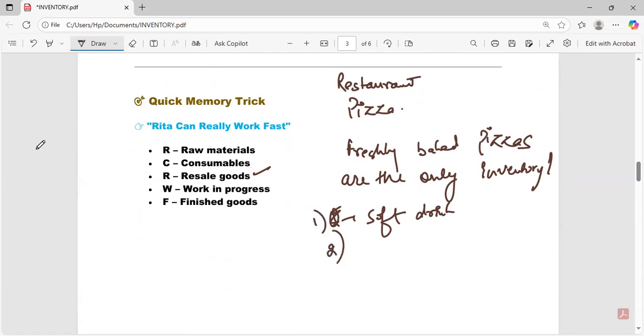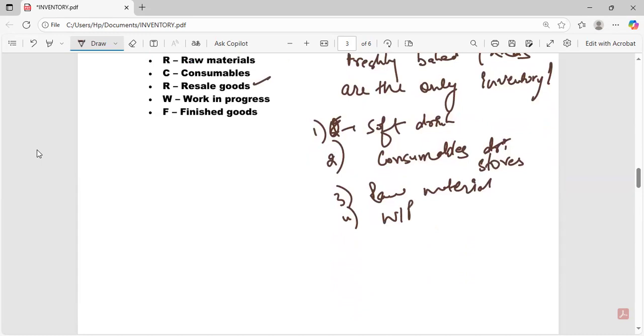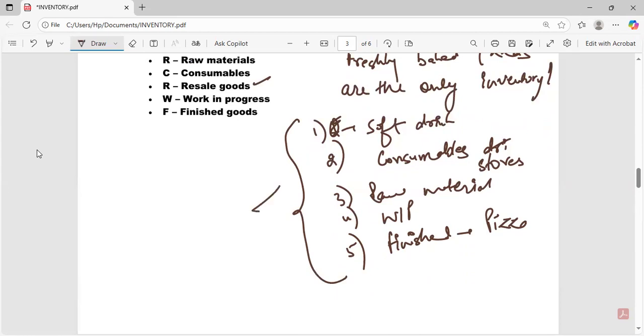Then we saw consumable stores, the things which are not directly used. That is also our inventory. Then we saw raw materials which were purchased, like all the ingredients. Then we saw work in progress, the pizza which was being baked in the oven. And then we finally saw that the finished product, which is our pizzas, is also our inventory. So all these five things will be inventory of Bella. Not just the final pizzas, but all these things would be considered as inventory of a particular business, right?